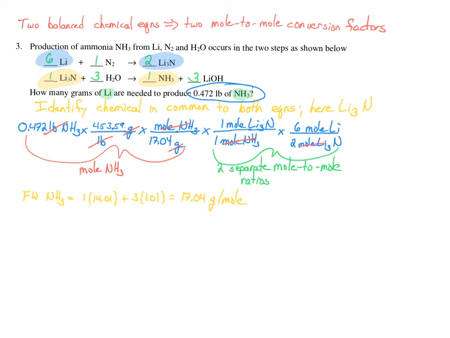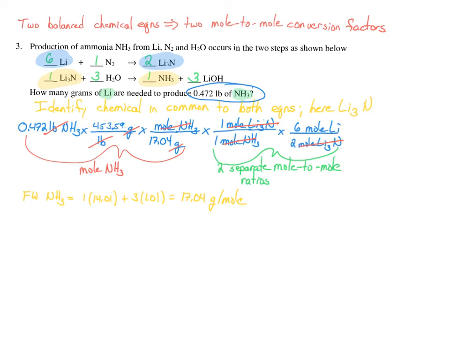We look and we see moles of lithium nitride cancel out with moles of lithium nitride. And we were careful to include the coefficient associated with lithium nitride appropriately in our mole-to-mole ratio. Same is true with the lithium. We have our two separate mole-to-mole ratios set up correctly. We can tell that because we end up with moles of lithium.